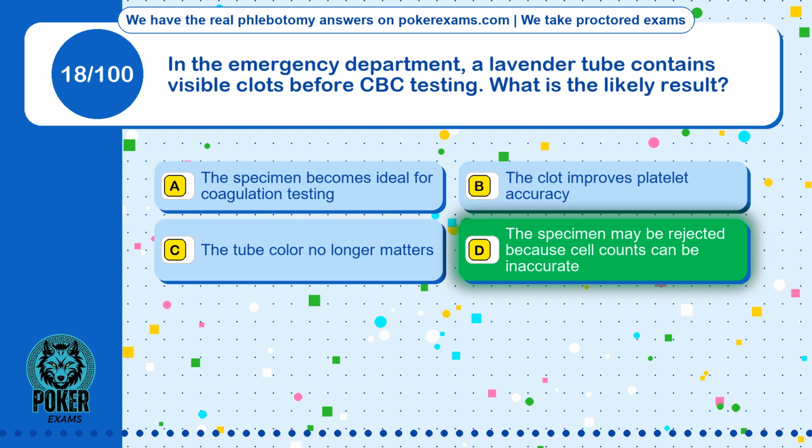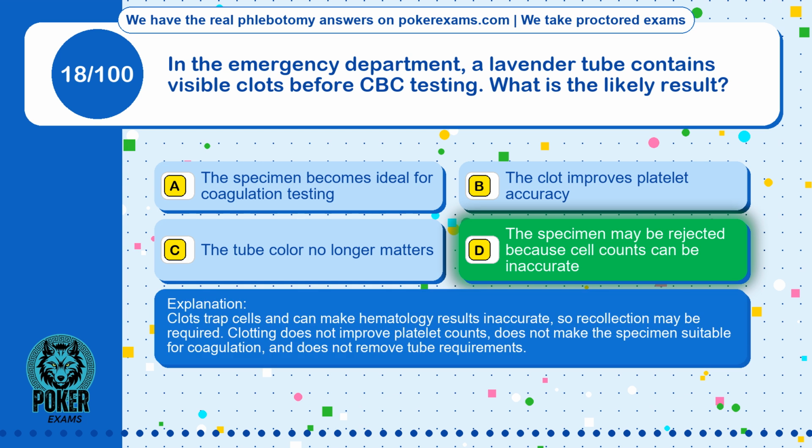The specimen may be rejected because cell counts can be inaccurate. Clots trap cells and can make hematology results inaccurate, so recollection may be required. Clotting does not improve platelet counts, does not make the specimen suitable for coagulation, and does not remove tube requirements.